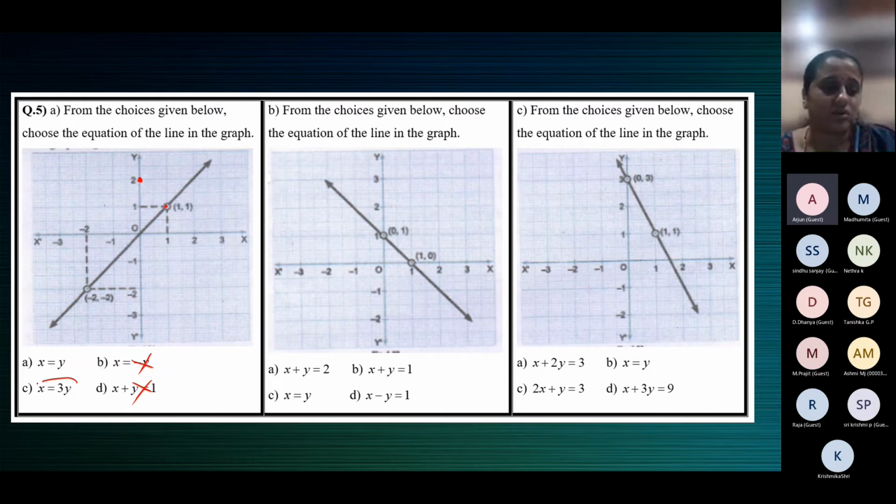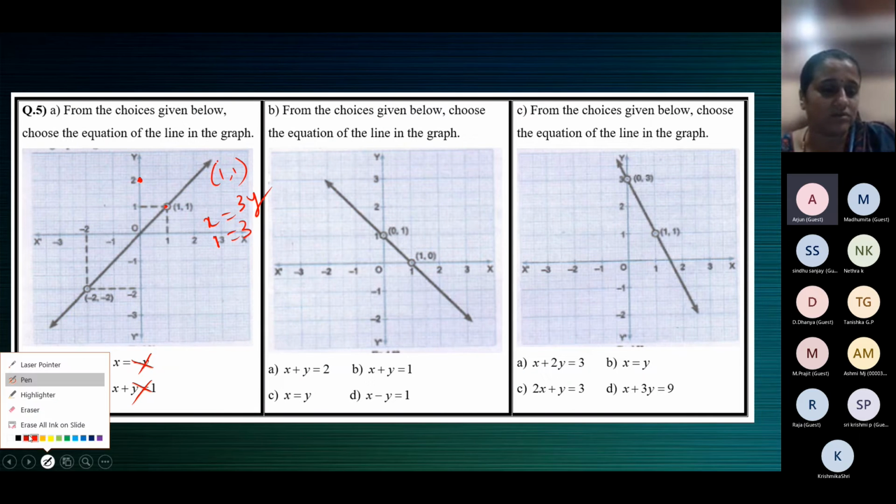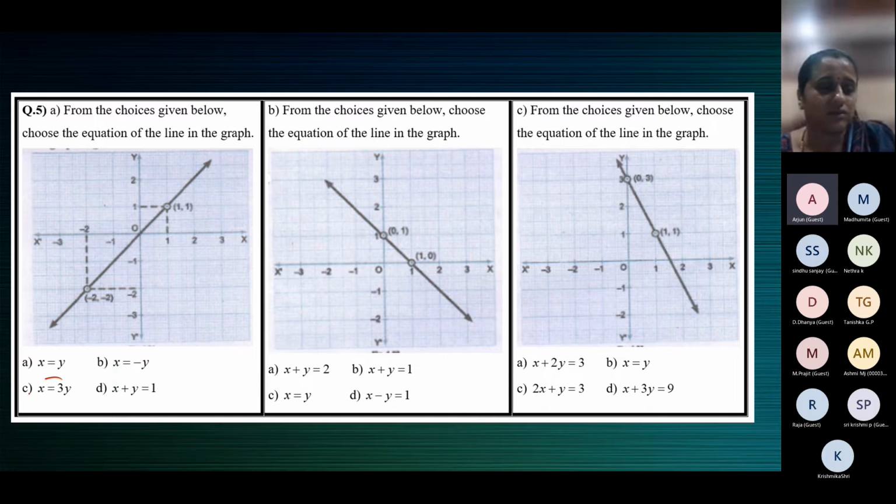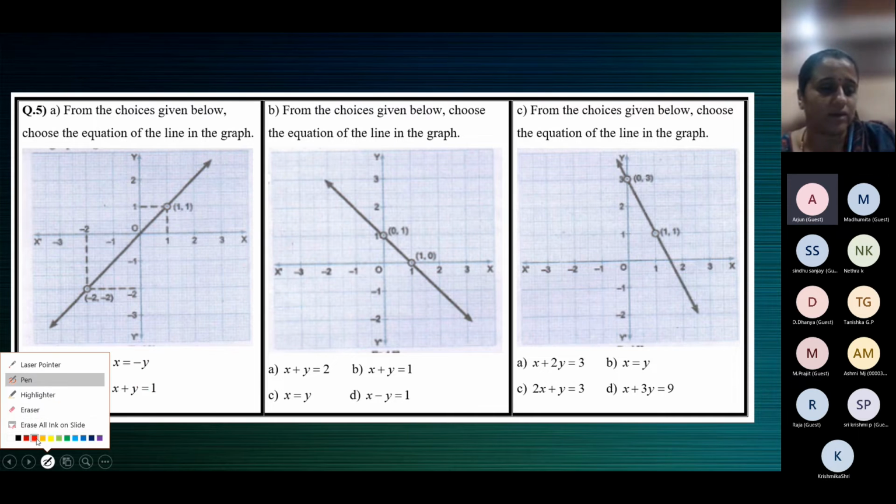Like that, you can check this also. X is equal to 3y. X is equal to 3 times y. Okay, so if you take the point 1, 1, just check it with this x is equal to 3y. Put x as 1. You can check the LHS and RHS. Take this equation, x is equal to 3y.